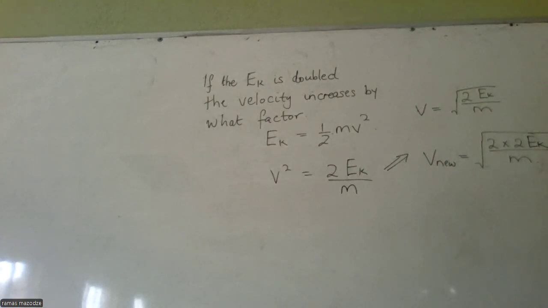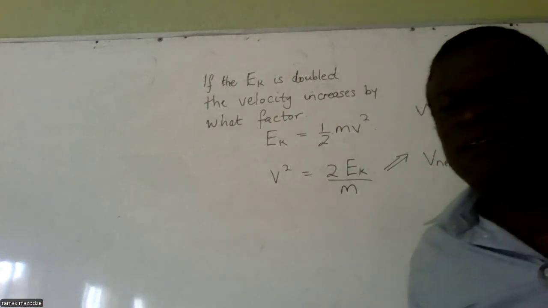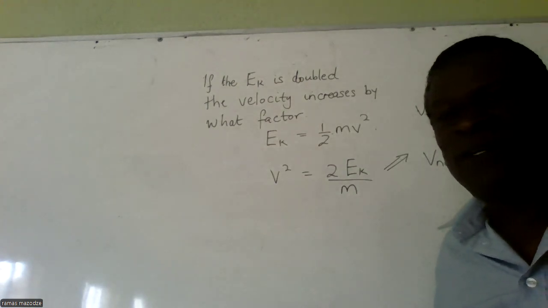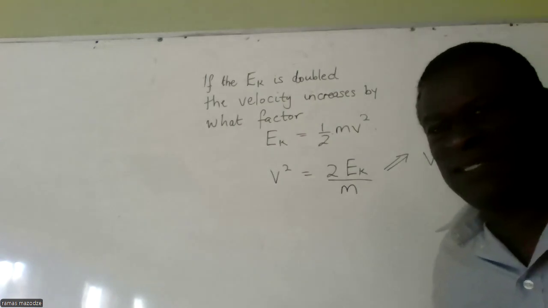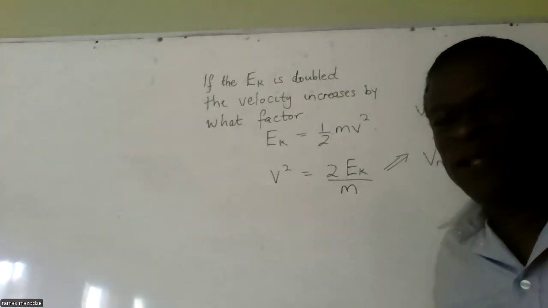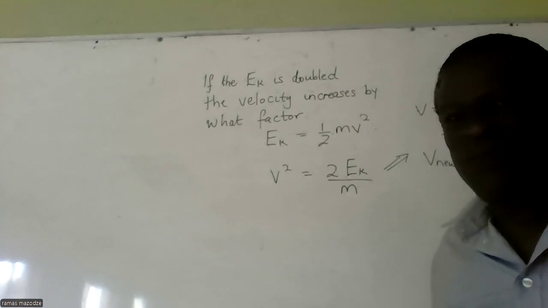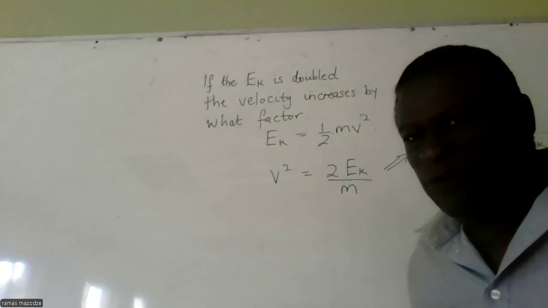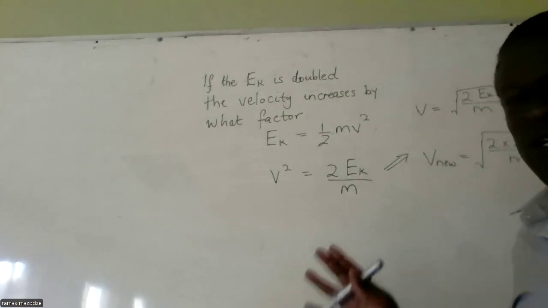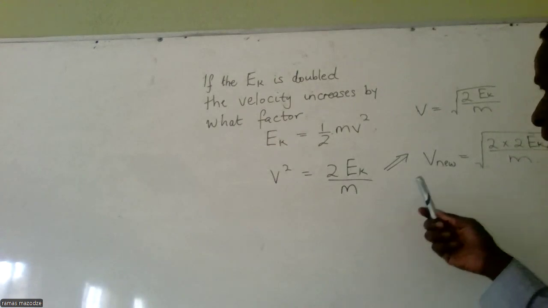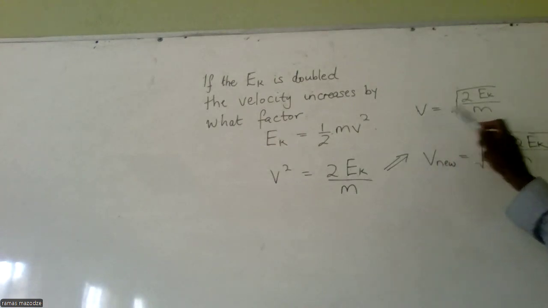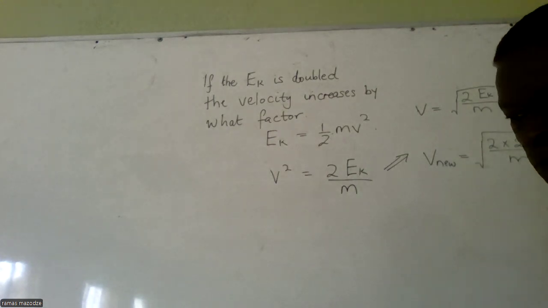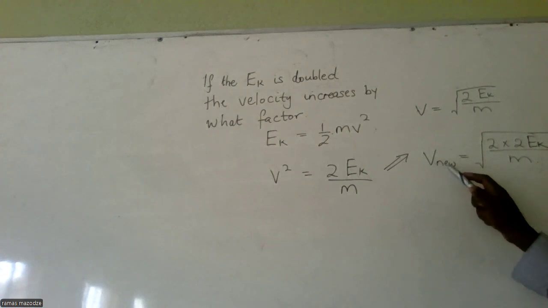So with this approach, sometimes the questions ask what happens to the gravitational acceleration when the mass of a planet is doubled, or what happens to the electric field when the distance between the charges is halved. All those questions, we will approach in this manner. This is the expression for V. Now you must say, if the kinetic energy is doubled, what happens to V?